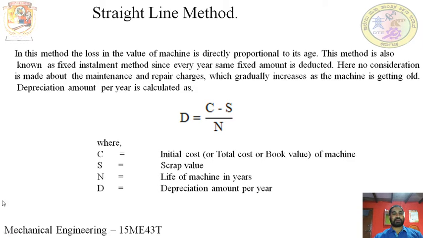Here it is given by the formula D equals (C minus S) by N, where D is the depreciation amount collected per year, C is the initial purchase cost of the machine, S is the scrap value, that is, after its life ends, if you scrap the machine you will get some money, and N is the life of the machine.